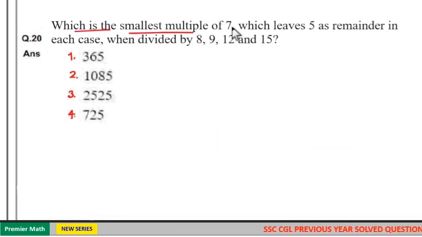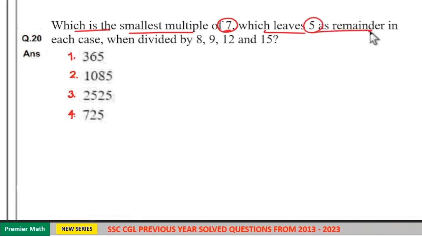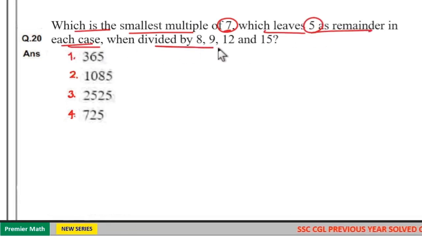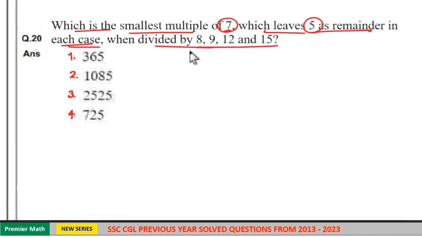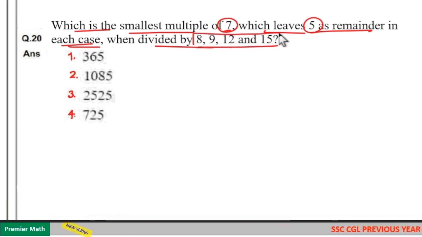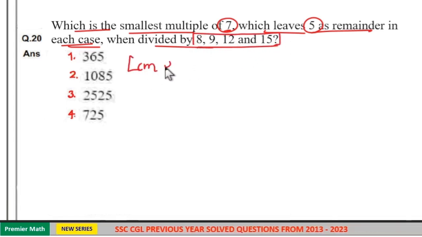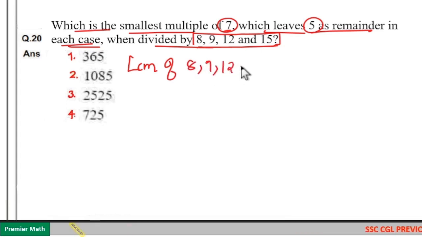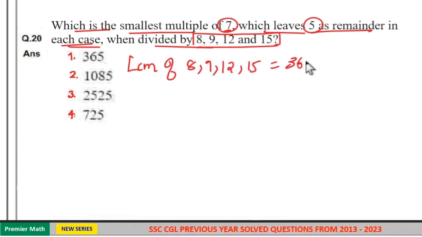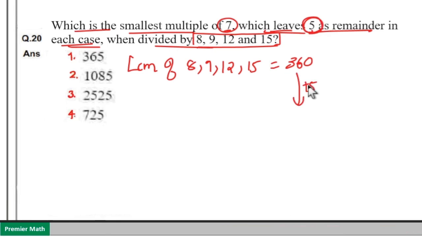Which is the smallest multiple of 7 which leaves 5 as remainder in each case when divided by 8, 9, 12 and 15? A number which is divisible by 8, 9, 12 and 15 is the LCM of 8, 9, 12 and 15, which is 360. Now, this number should leave 5 as remainder, which means add 5, because 360 is divisible by 8, 9, 12 and 15, so there is no remainder. So, add 5 as remainder. So, 360 plus 5, 365.